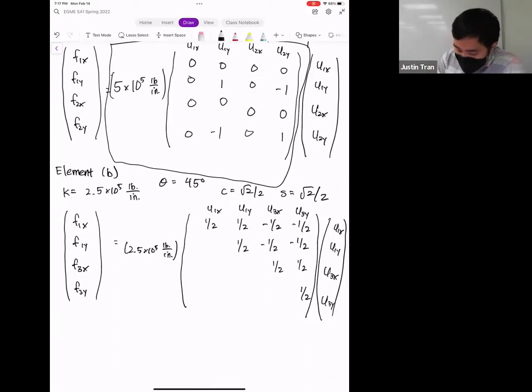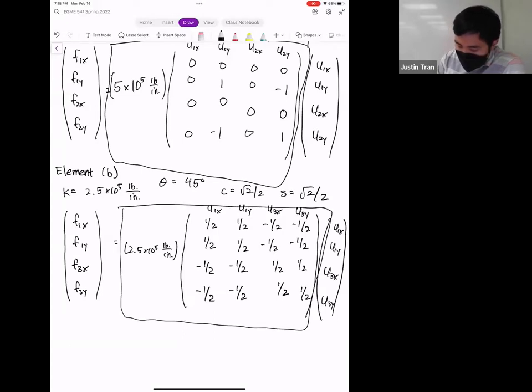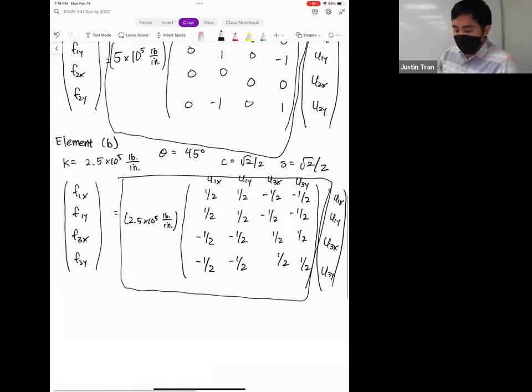All right, so just like I did above, I'm going to take the first row and write that into the first column. And so that's going to be a 1/2, minus 1/2, minus 1/2. Next row, we're going to have a minus 1/2, minus 1/2. And in the last row, we have just a 1/2 there. And so this matrix right here, this is our element stiffness matrix for element B. Any questions on this?